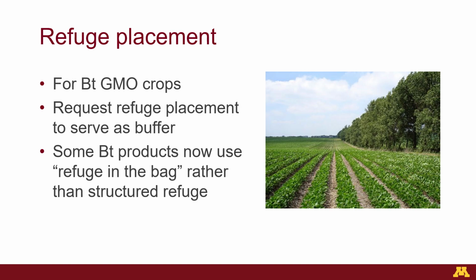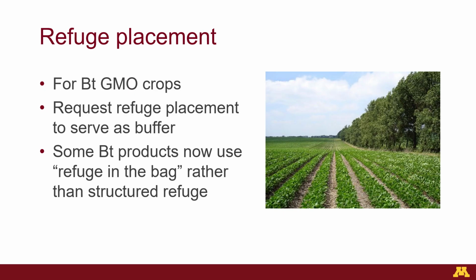There is an additional strategy that may help in the case of GMO crops with the Bt trait. If your neighbors are growing Bt corn, they are required to plant a non-Bt refuge area. One suggestion is to ask your conventional neighbors to place their refuges where they will serve as a buffer between their Bt crop and your organic crop. However, some Bt corn products now use so-called refuge in the bag and are not required to have the separate refuge areas.